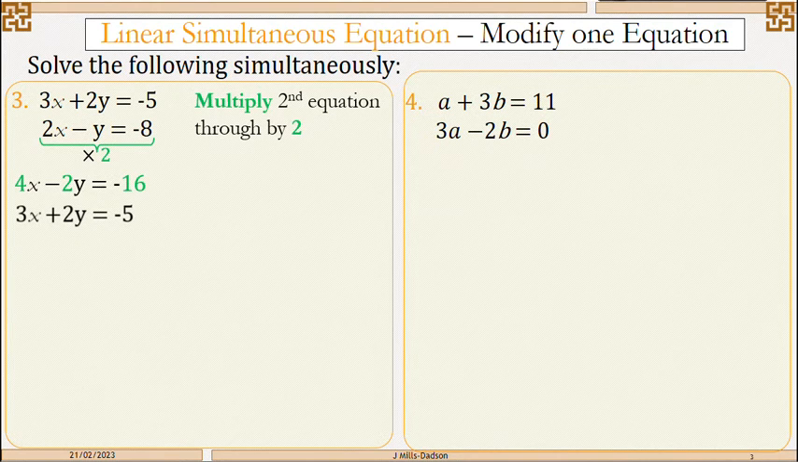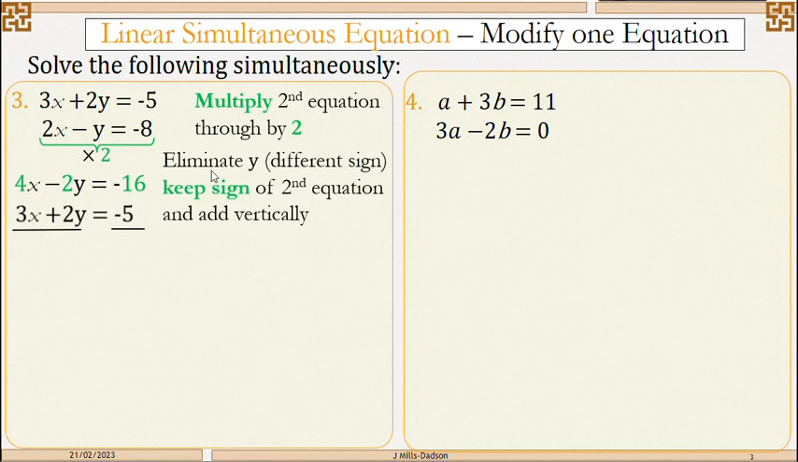So I realize that the coefficient of y, in absolute terms, are the same, so I can eliminate y. Check the signs. To eliminate y, they have different signs, so you have to keep the sign of the bottom line the same. I mean, you don't change the sign, and we add vertically. 4x plus 3x, negative 2y plus 2y, and negative 16 minus 5. That's what we're going to do. So this will give us 7x, this will give us negative 21. Divide both sides by 7, and x will be equal to negative 3.